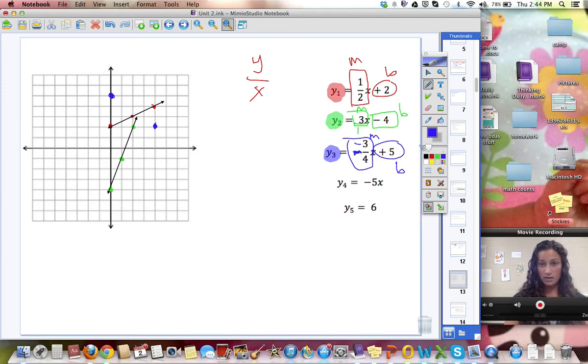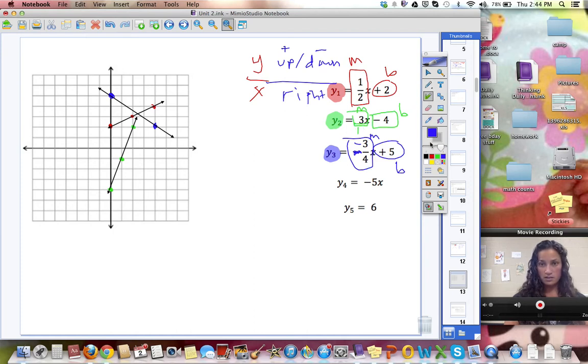But if you check to make sure you're right, Slope Dude says that this is a negative and it should stay a negative. So our top number either goes up or down, depending on if it's positive or negative. Positive, up; negative, we go down. The bottom number, we're always going to move right. So we moved right 2, we moved right 1, we moved right 4.